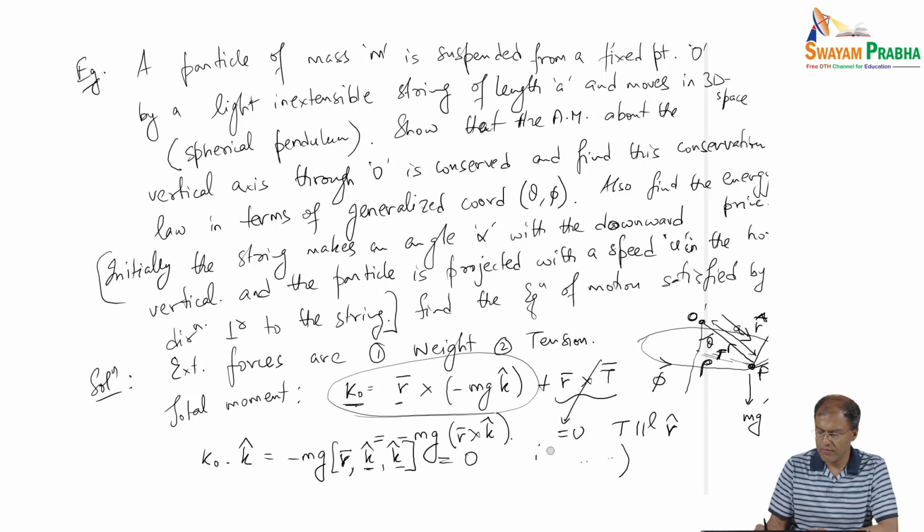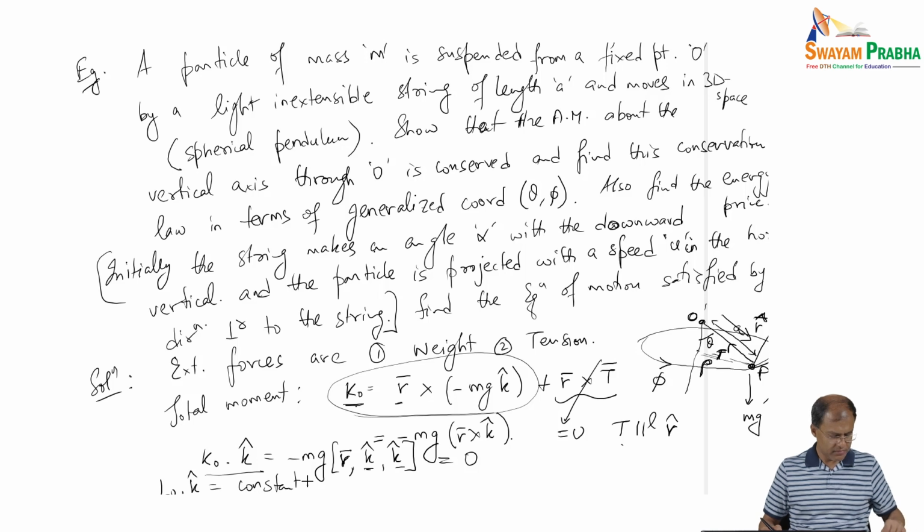So what we found was that the moment projected along the vertical direction is 0, which means that our angular momentum L naught along the vertical direction is conserved. So it's a constant. That is the conclusion. So let us try and write down the angular momentum, so we want to find the conservation law.